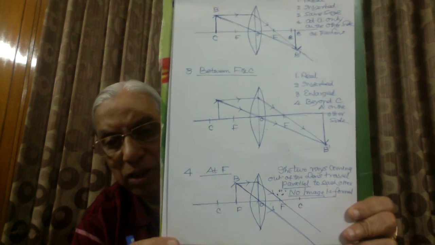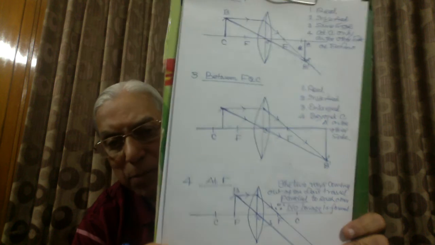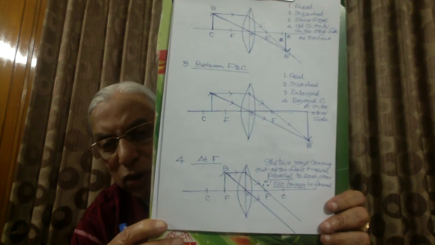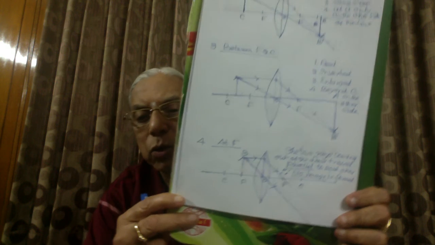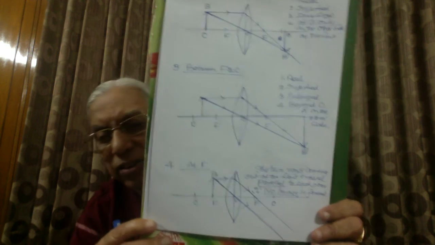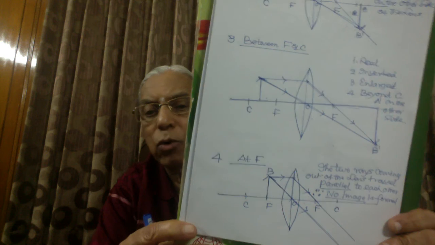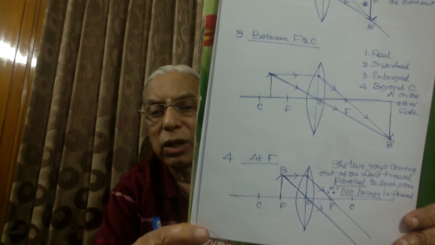In the examination, they ask this question: if you place an object at the principal focus, why is no image formed? You will have to say that the two rays coming out of the lens travel parallel to each other, and therefore no image is formed.